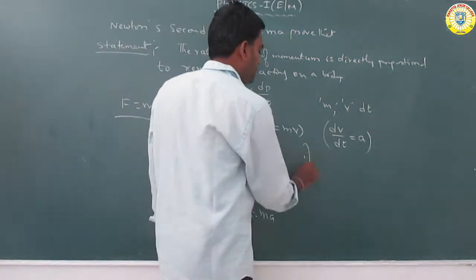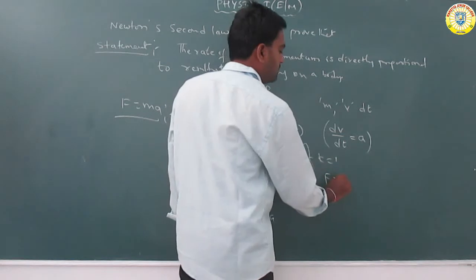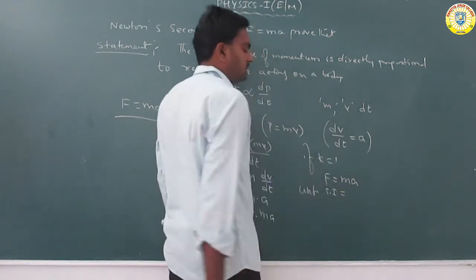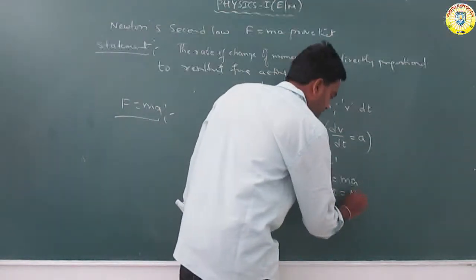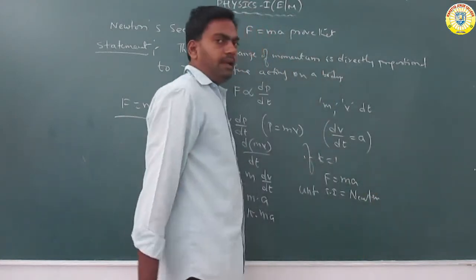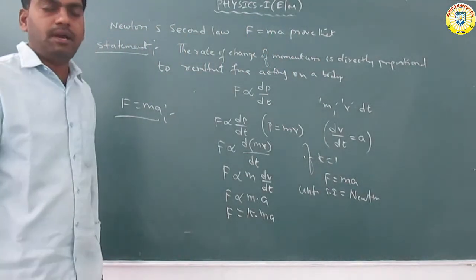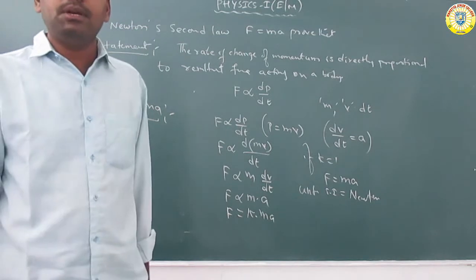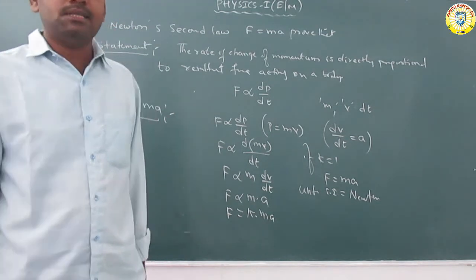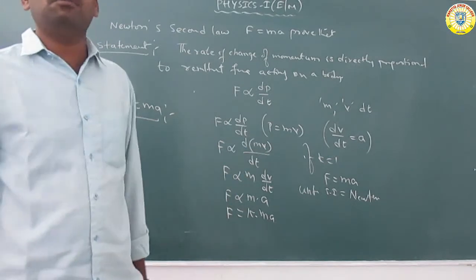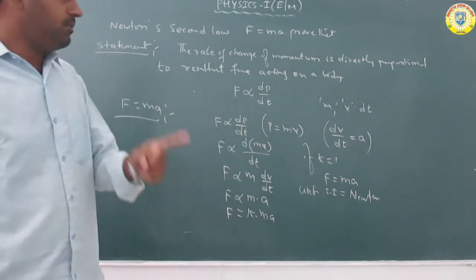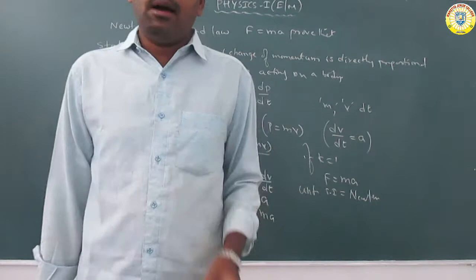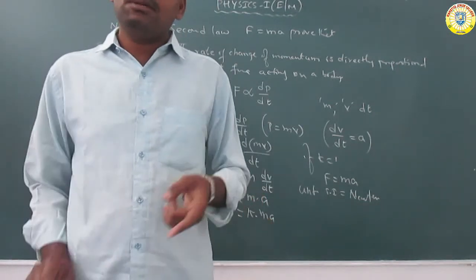If k is equal to 1, we can write F is equal to ma. The SI unit of force is the newton. What is a newton? When the acceleration of the body is 1 meter per second squared and the mass of the body is 1 kg, the force acting on the body is called 1 newton. So 1 newton is equal to the force that gives an acceleration of 1 meter per second squared to a mass of 1 kg.